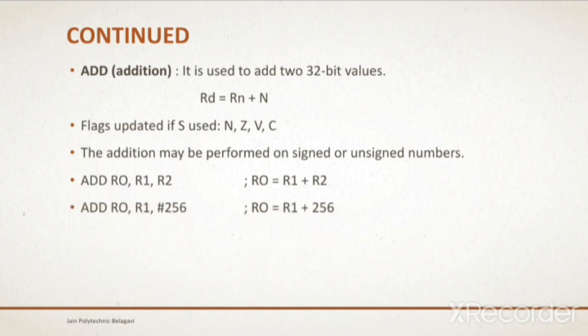The next is ADD R0, R1, #256. In this, first the contents of R1 and #256 will be added and the result will be stored in the destination register, that is R0. In the last example, ADD R0, R2, R3, LSL #1. In this, first the contents of R3 will be shifted towards the left by one position. Then R2 and R3 contents will be added and the result will be stored in register R0.